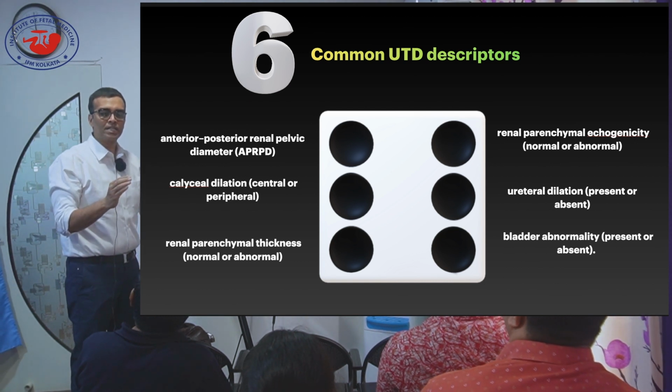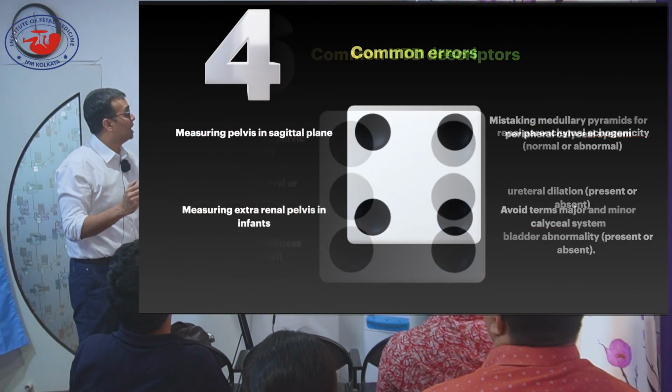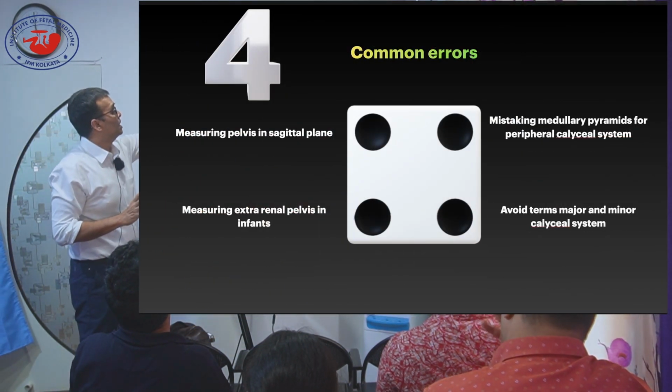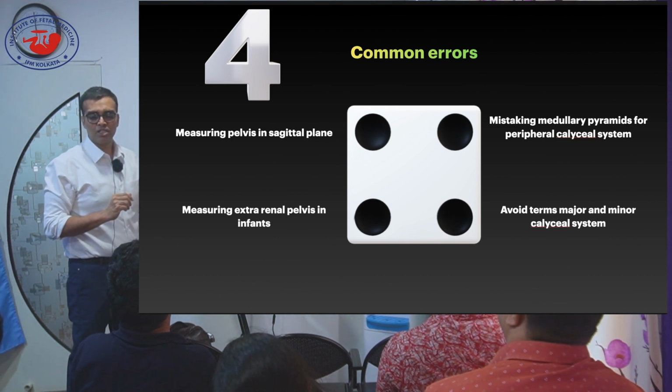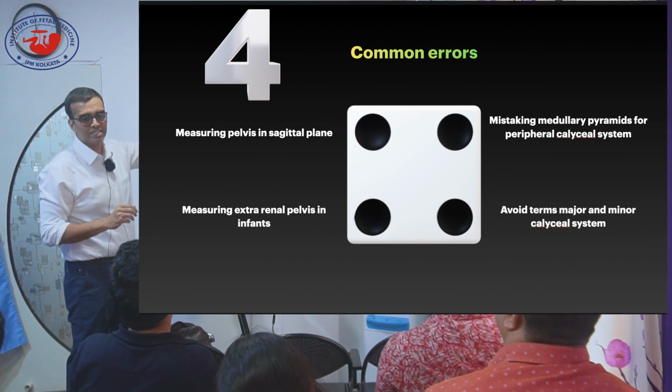That's why it is a good practice to repeat your examination once. Now there are 4 common errors which may happen. First, measuring the pelvis in the sagittal plane. You are not measuring in the correct plane. Next, you are measuring the extrarenal pelvis in infants.